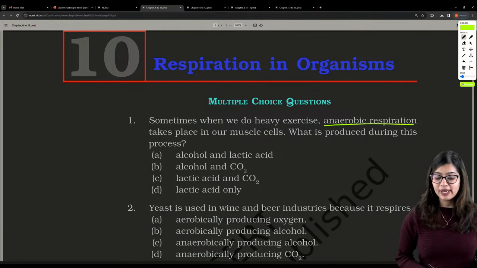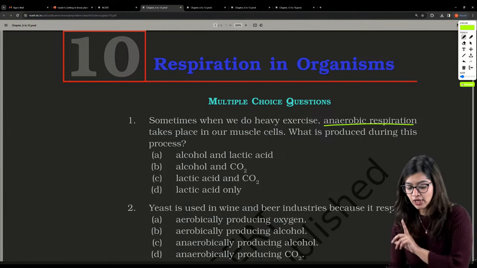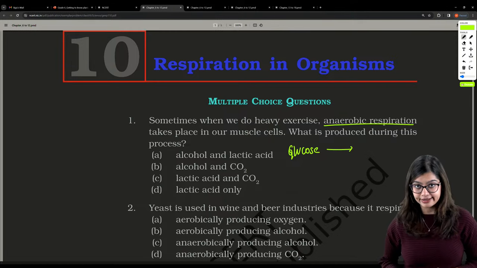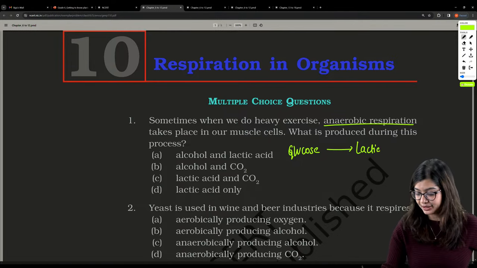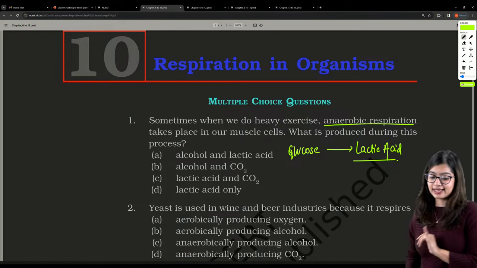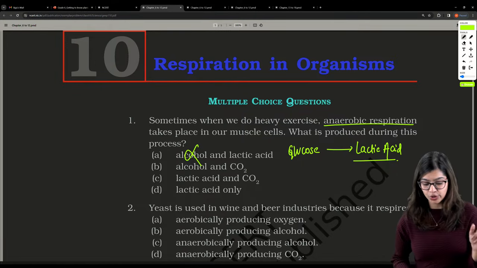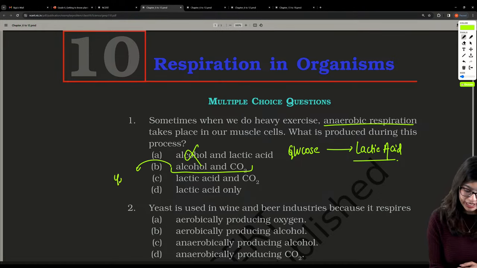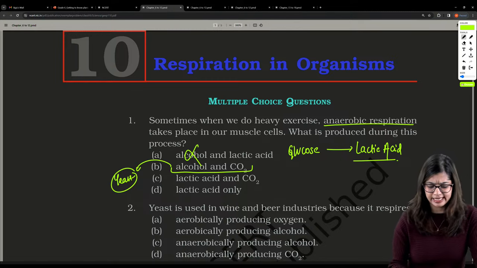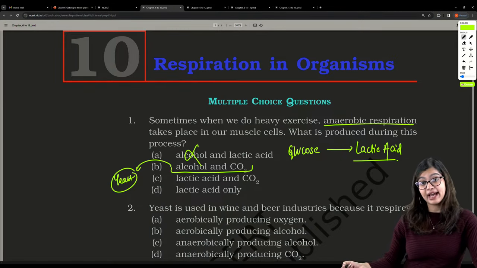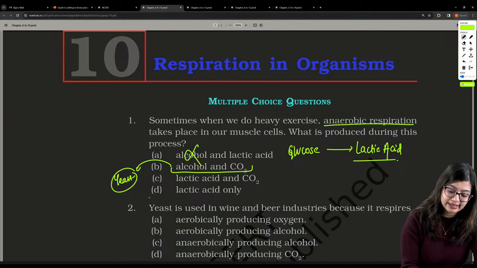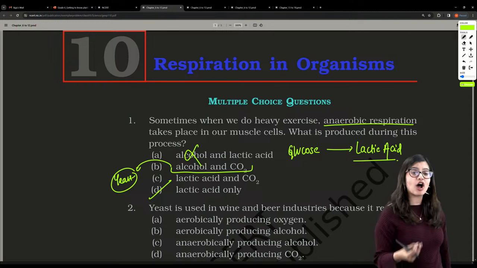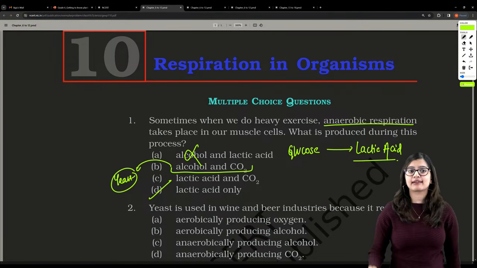Simple. Anaerobic respiration in our muscle cells, right? So in our muscle cells, what will happen? We know that glucose is incompletely broken down and it will form lactic acid, right? But when lactic acid is produced, can alcohol be produced? No. Alcohol and carbon dioxide production is seen as a result of anaerobic respiration in yeast, not in muscle cells. Can lactic acid and carbon dioxide be produced? No, which is why the correct answer is option D, which is lactic acid only.